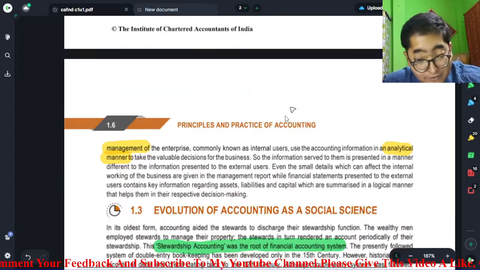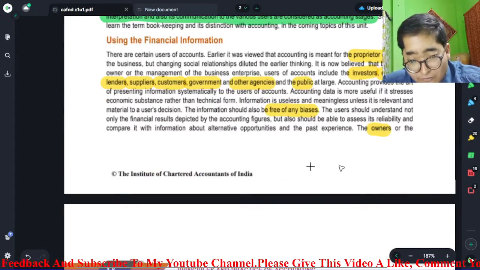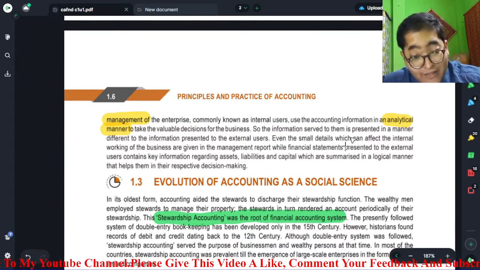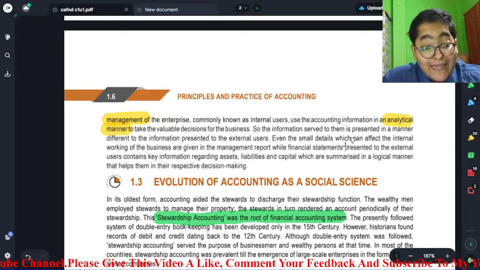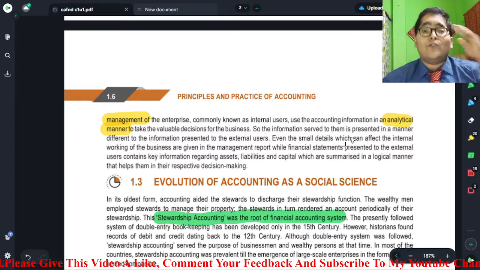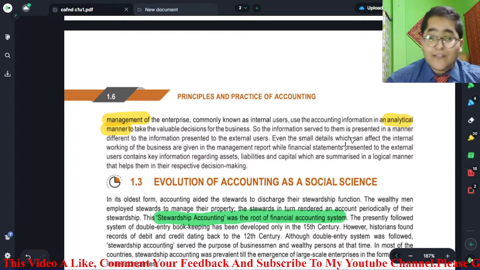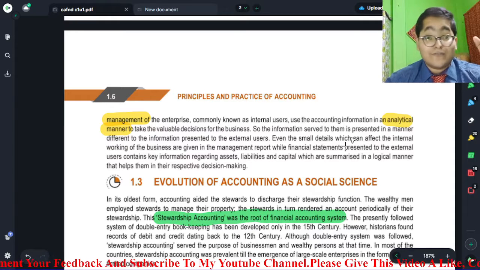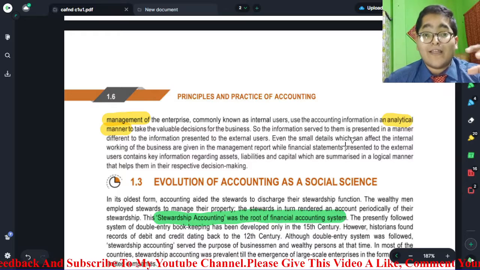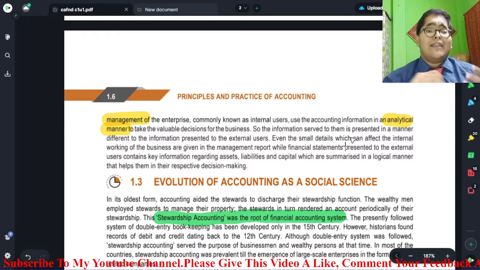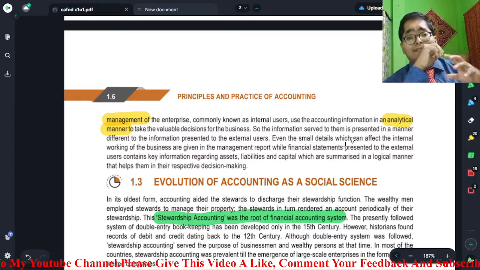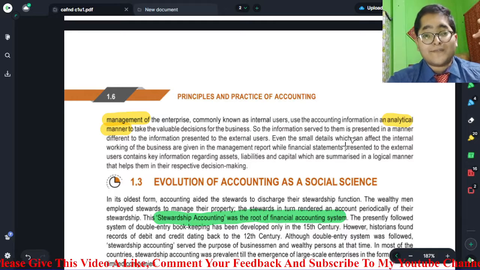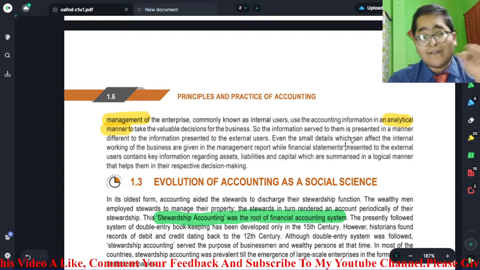The owners or the management of the enterprise, commonly known as internal users, analyze the information in an internal analytical manner. There are two types of users of the financial statements: internal users and external users. So, who are the internal users? Internal users are the persons who are involved within the business: owners, managers, employees. They are the internal users.